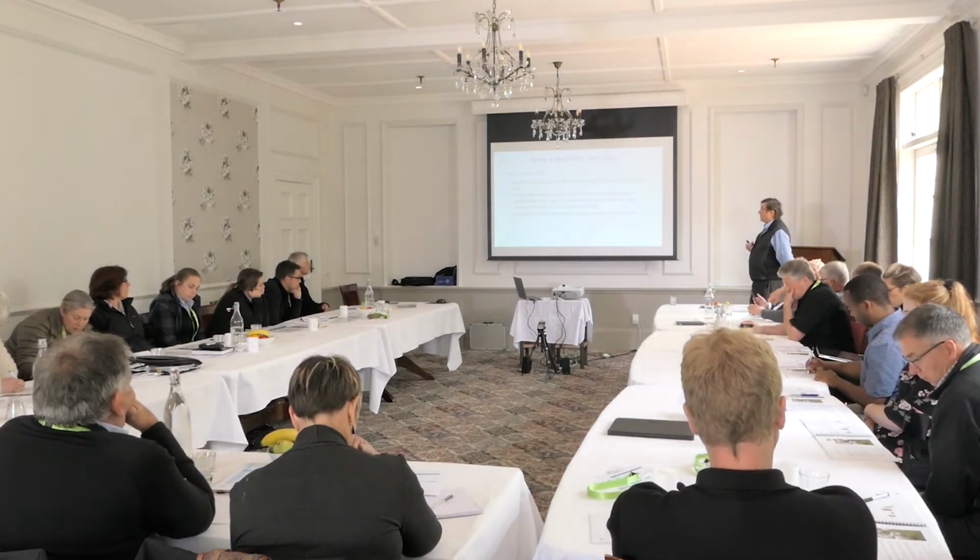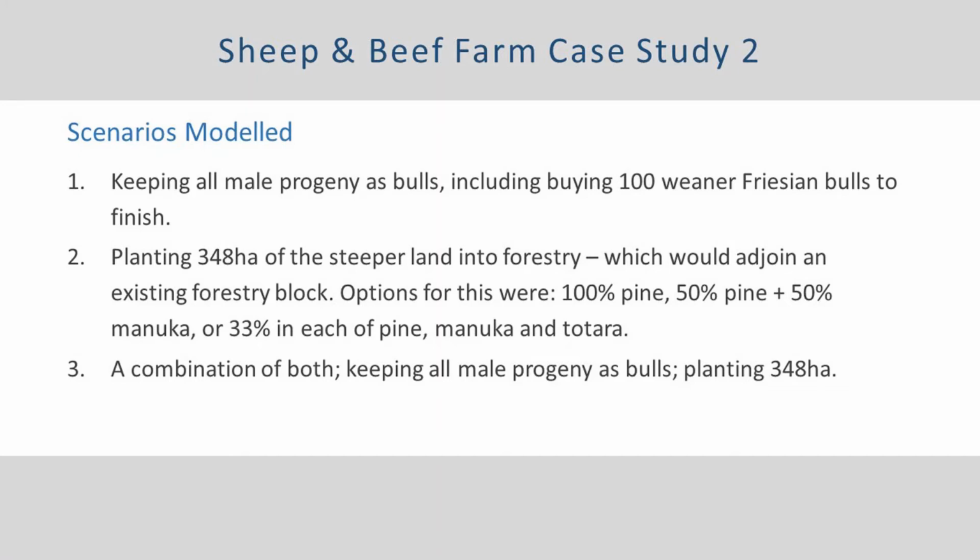What they were interested in was keeping all male progeny from the beef herd as bulls, plus buying in some weaner Friesians to finish. The centre of the farm was quite steep and rough and not highly productive, so they said, right, let's plant 348 hectares into forestry. We looked at various forestry options, and then again a combination of both.